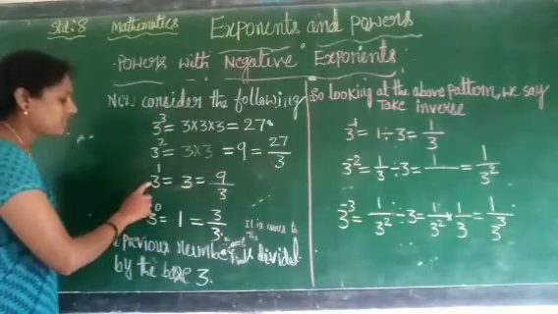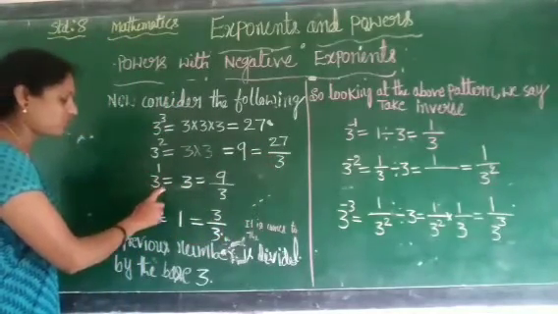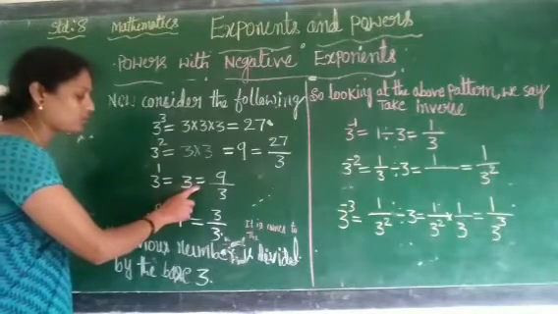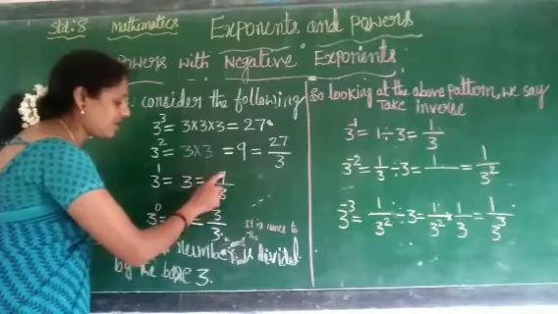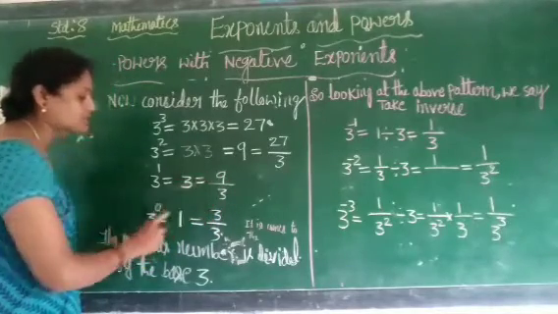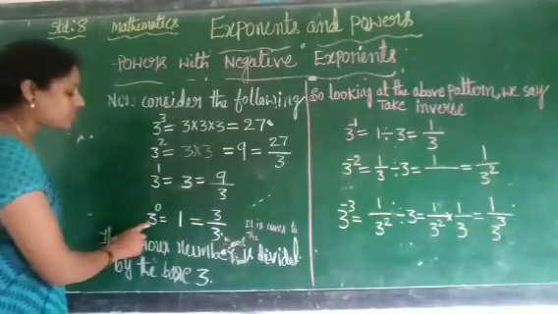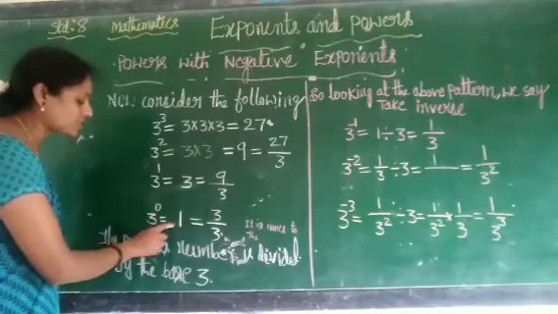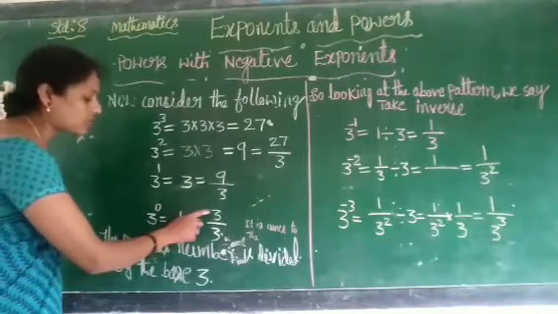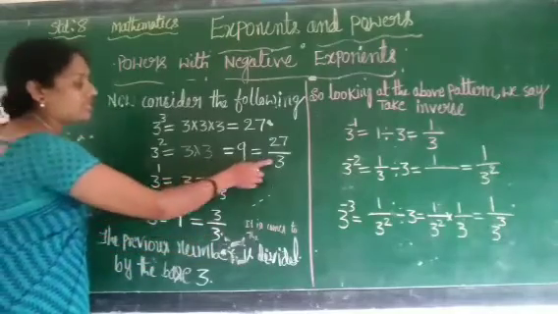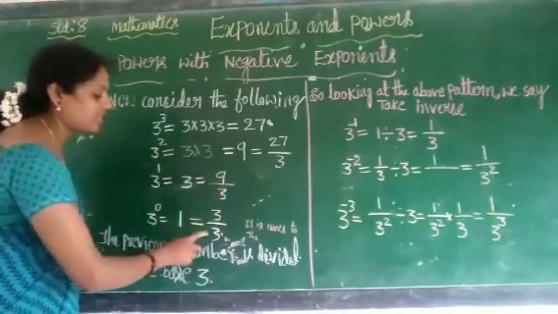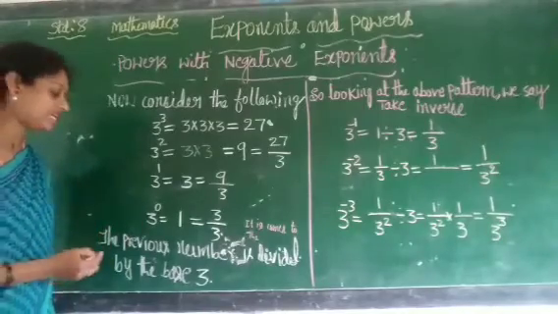Here, 3 to the power 1 is equal to 3, and we can write it as 9 by 3. 3 3s are 9. So, the last point, 3 to the power 0 is equal to 1, which is equal to 3 by 3. It comes to the denominator. 3, 3, 3. It comes to the denominator.